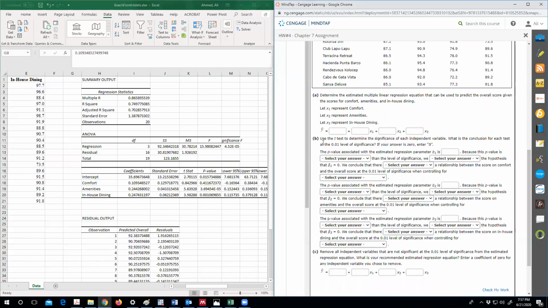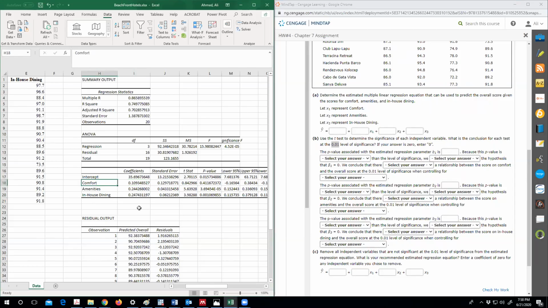So let's read this question. They're saying use the t-test to determine the significance of each independent variable. So how significant is each independent variable? What is the conclusion of each test at 0.01 level of significance? So at an accepted level of 0.01 error. They are fine with it, because there will always be some error. We cannot make a model that predicts everything perfectly. But they're saying the error is this much, and how are these really impacting the overall.